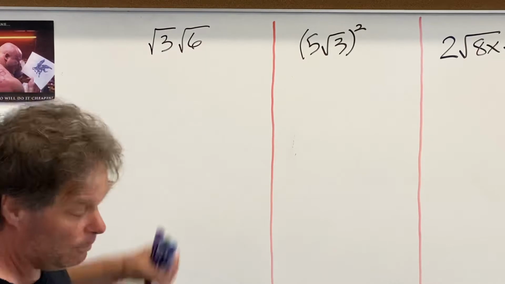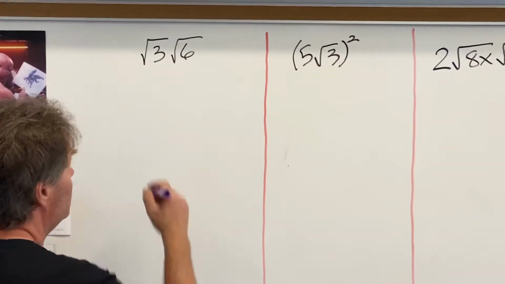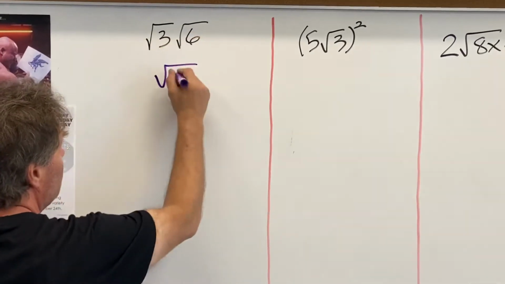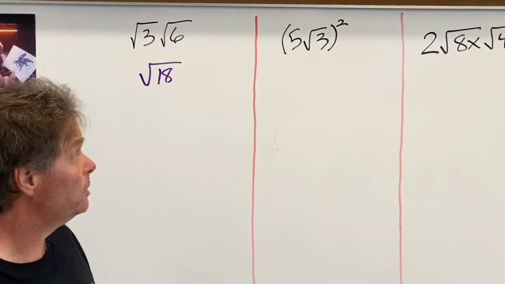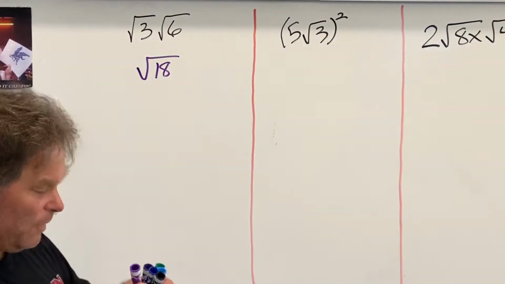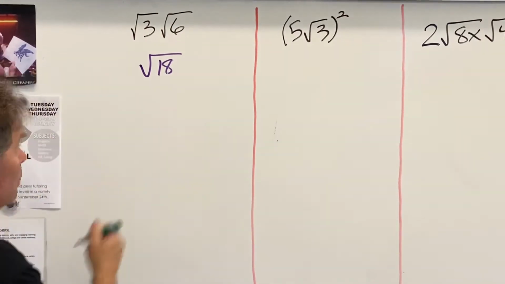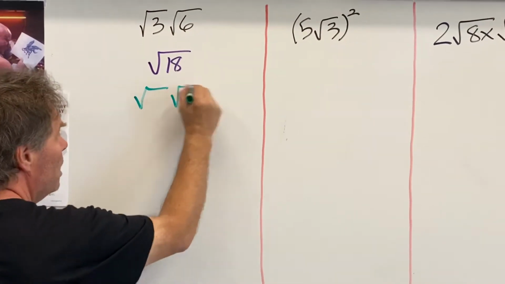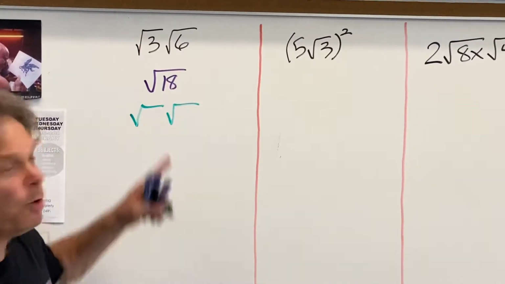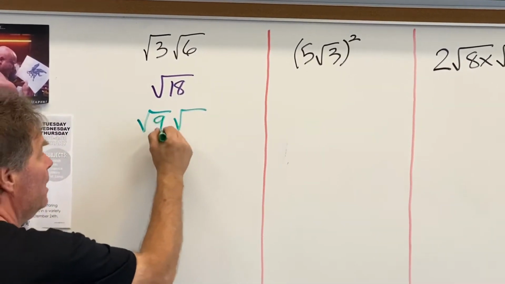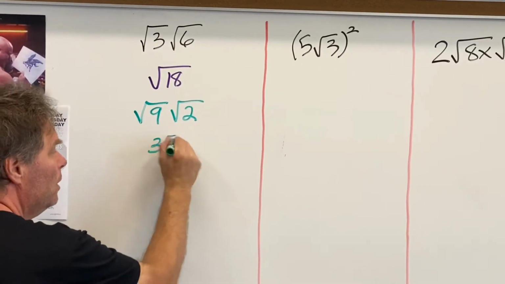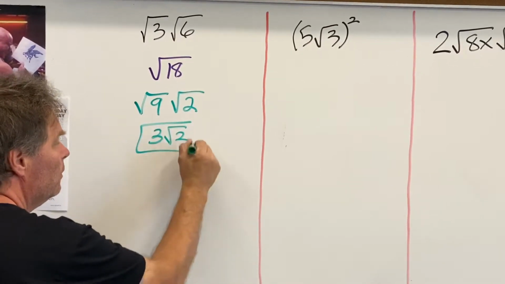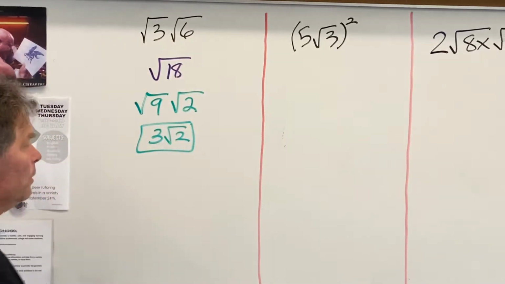Because root 3 times root 6, you can turn that into just square root 3 times 6, which is square root 18. So it's nicer with multiplication actually. Then what do you do to simplify square root 18? Well, you go square root pretty, square root ugly, just like we've been doing. What's pretty about 18? 9. What's ugly? 2. Remember, square root 9 is 3, so it's 3 root 2. So, root 3 times root 6 is 3 root 2.